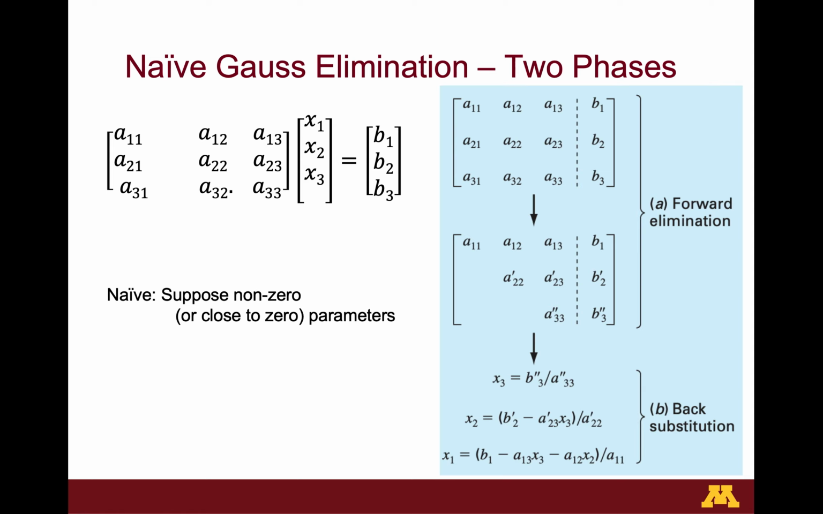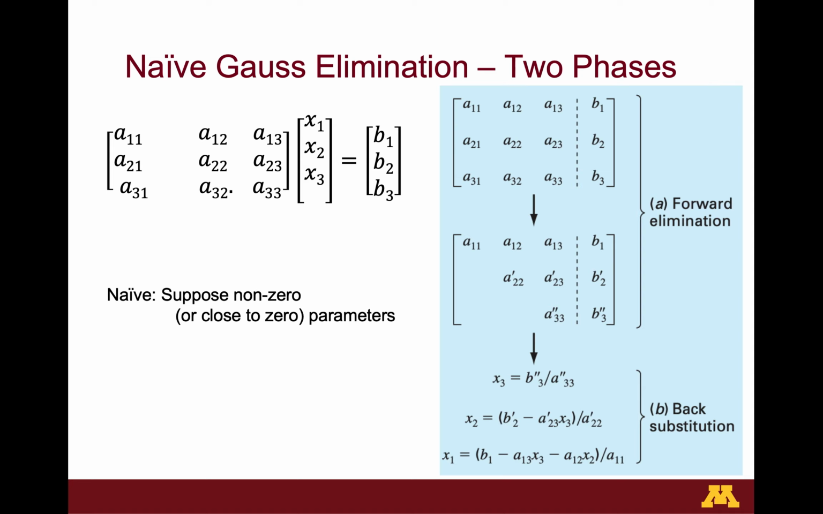And here we introduce one of the most basic ways, which is called naive Gauss elimination, which involves two phases. First phase is forward elimination. Second phase is back substitution. And the word naive means we suppose non-zero parameters for all elements in matrix A.